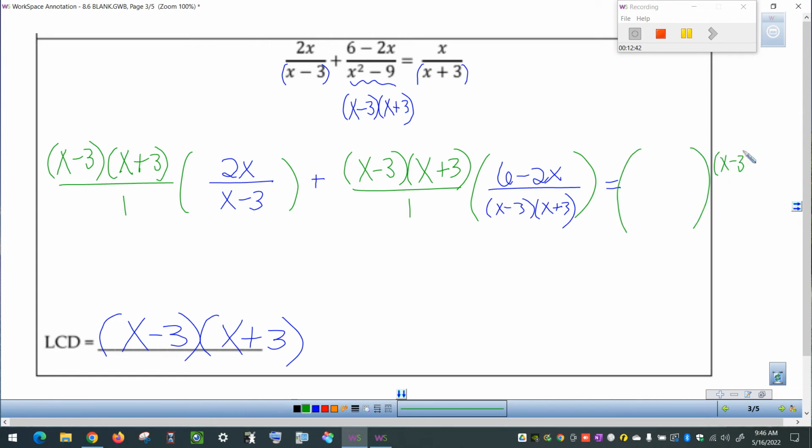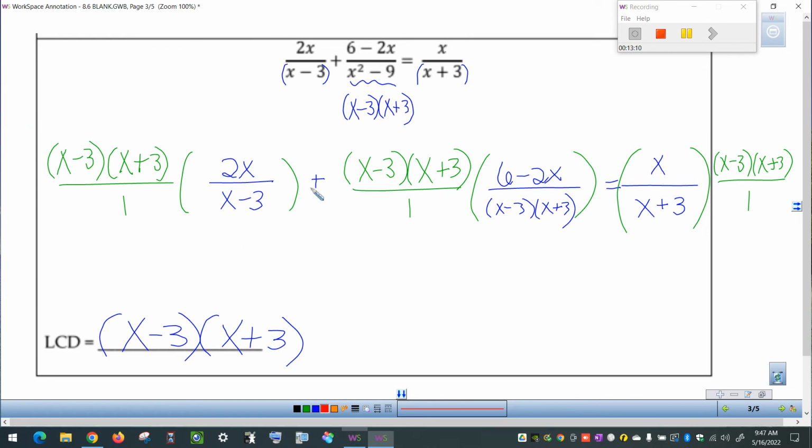And then we'll also multiply it on the right-hand side. So everything here in blue, that's just copying down the original equation. Everything here in green is just showing that we're multiplying everything on both sides by the least common denominator. In this case, it's x minus 3 times x plus 3. All right, let's start to go through and look at canceling.